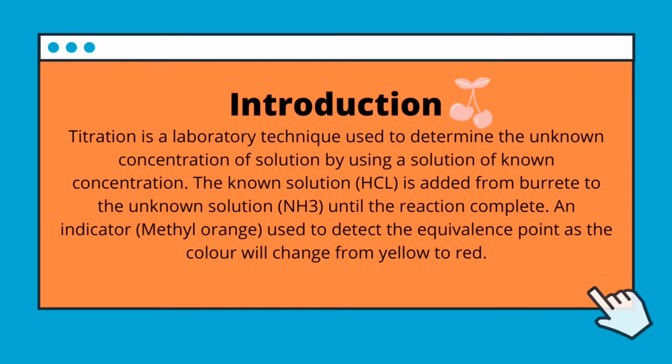Titration is a laboratory technique used to determine the unknown concentration of a solution by using a solution of known concentration. The known solution, which is hydrochloric acid, is added from a burette to the unknown solution, which is ammonia, until the reaction is complete. An indicator, which is methyl orange, is used to detect the equivalence point, as the color will change from yellow to red.